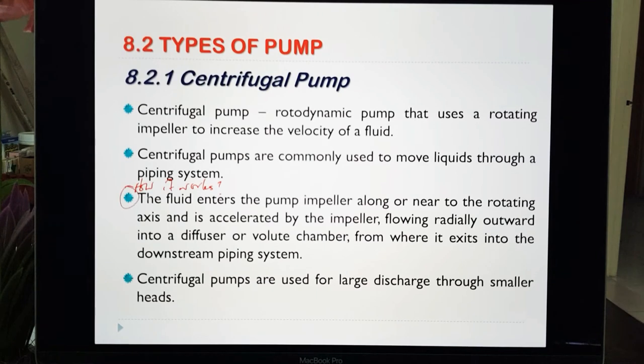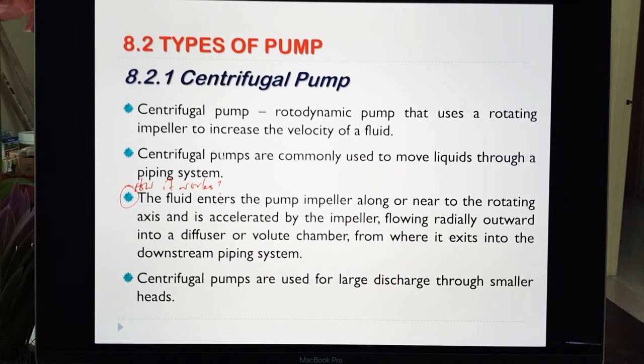Alright, so this point is the summary of how the centrifugal pump works. Basically, the fluid enters the pump impeller along or near the rotating axis and is accelerated by the impeller, because the impeller starts to rotate. Then the fluid follows the action of the impeller. Okay, and the fluid will flow radially outward into a diffuser, because when the impeller is rotating, it discharges the fluid to the outer part. So the fluid flows radially outward into a diffuser or volute chamber, from where it exits into the downstream piping system.